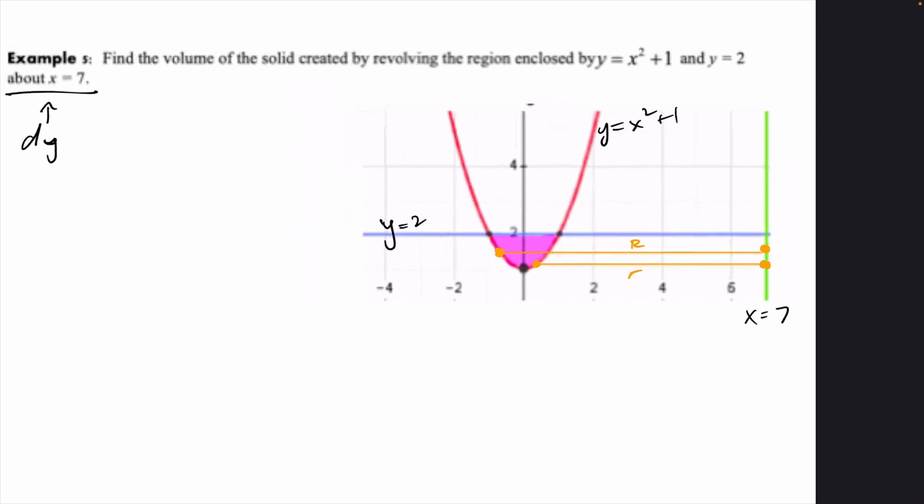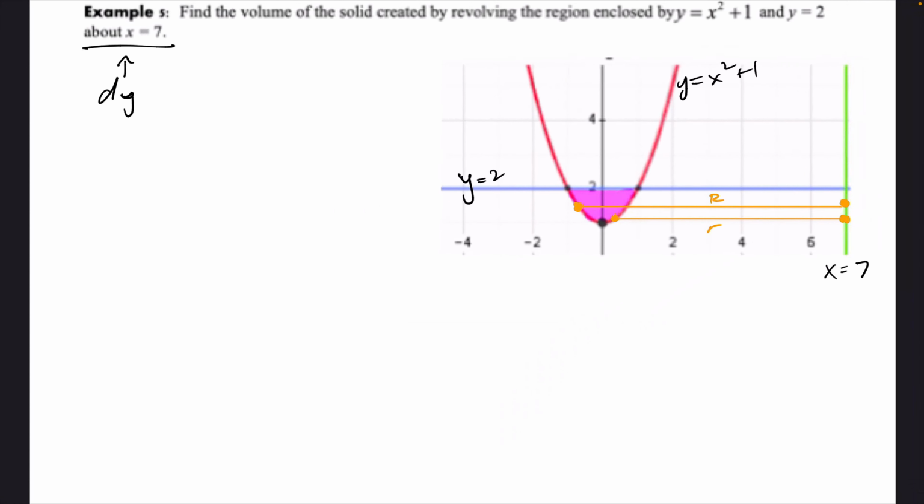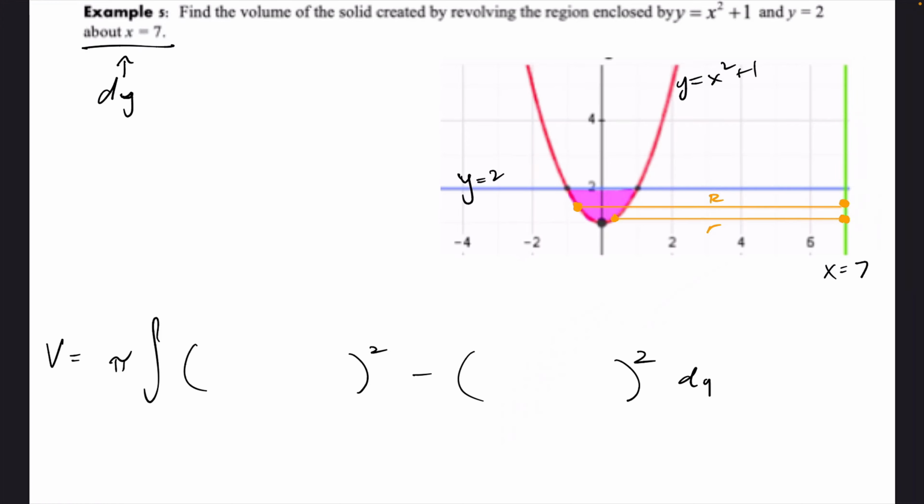So let's write our equation. It's the same formula. Pi's in the front. Not worried about the bounds yet, we'll worry about the bounds later. Big R minus little r, squared minus little r, dy.